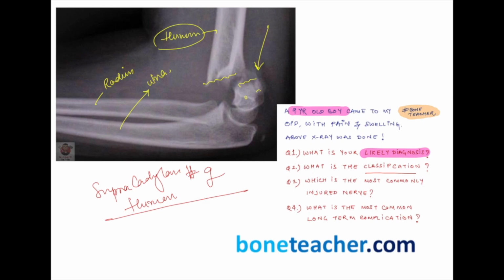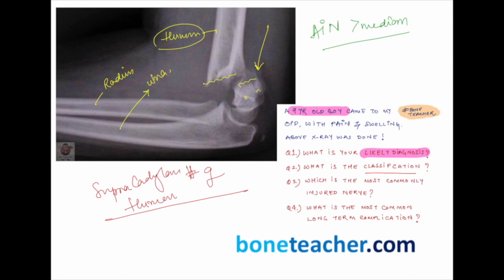The third question is, which is the most commonly injured nerve? Now this is very important for your exam. The most commonly injured nerve is your anterior interosseous nerve. If that is not given in the options, then you can go for median nerve. So anterior interosseous nerve is the most commonly injured nerve in supracondylar fracture of humerus.